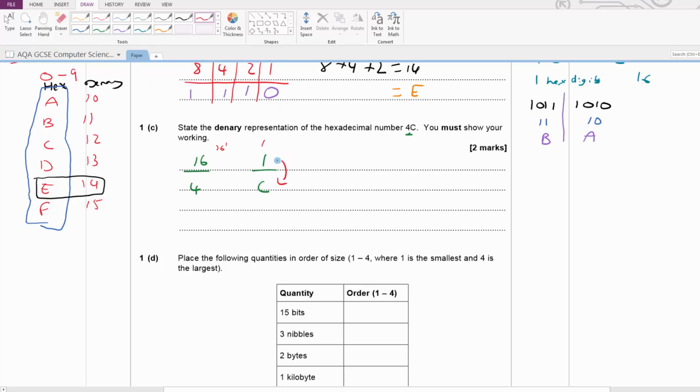But the only thing we've got to be careful of is that C equals 12. You obviously can't multiply C on its own, but remember C represents this 12. So 4 times 16 plus 12 times 1. 4 times 16 is 64, plus 12 is 76. So our answer is 76.